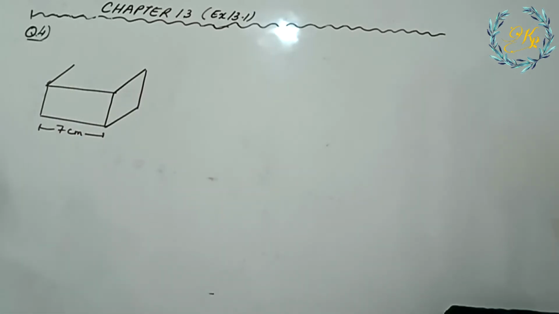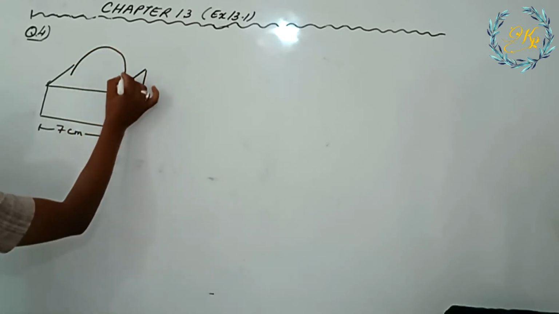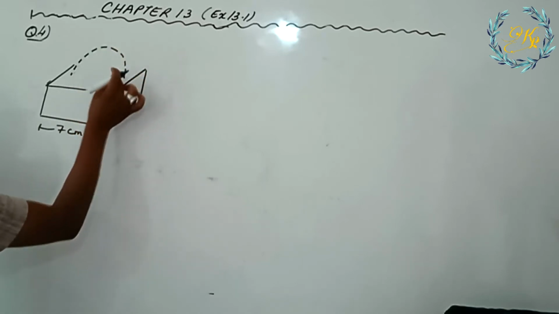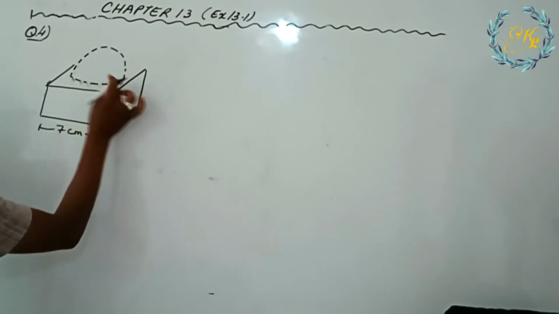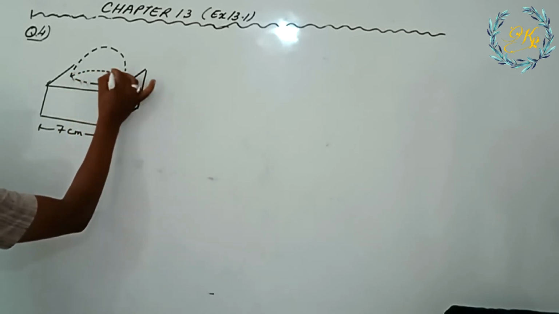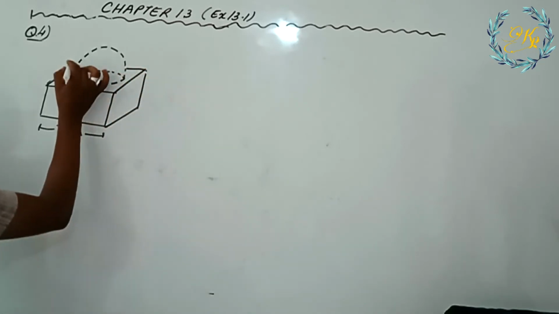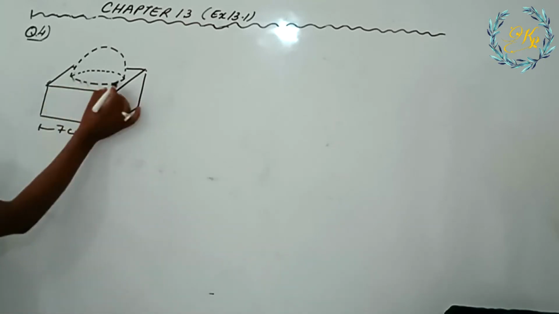It is surmounted by a hemisphere. So above this box, we have a hemisphere. I am going to change the shape of this hemisphere so that we understand that two different solids are above each other. Now as you can see, the hemisphere is above the cubical box and it is given what is the greatest diameter of the hemisphere. We have to find the diameter of this hemisphere.